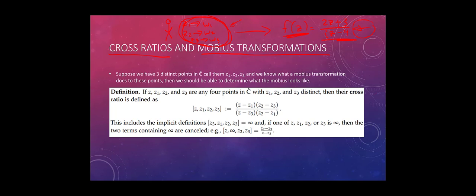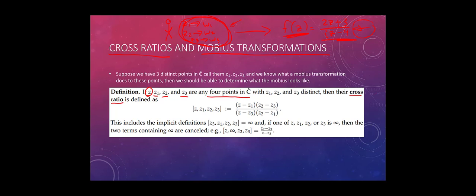Okay, so what is the cross ratio? So let z, z1, z2, and z3 be any 4 points in the extended complex plane. z1, z2, and z3, these are fixed. Remember, this is the information that we sort of know beforehand. z here, this is our independent variable. Okay. So given these 4 points in the extended complex plane, then we define their cross ratio as follows.